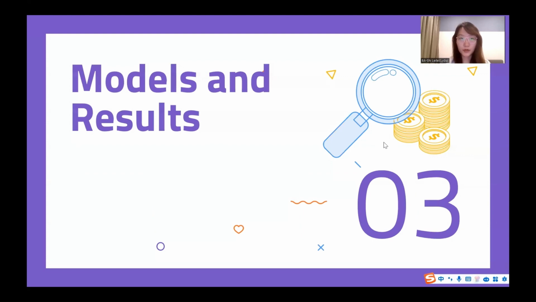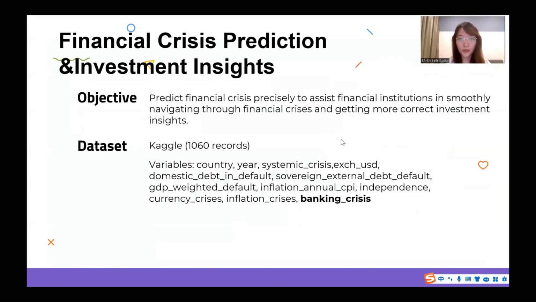Then let's come to the models and results part. First, we come to the financial crisis prediction and investment decision insights. The analysis objective is to help financial institutions predict financial crises precisely, help them smoothly navigate through financial crises, and also get more correct information about investment decisions. The data set we use is the Kaggle data set, and these are the variables. The banking crisis is the Y variable that we need to predict.